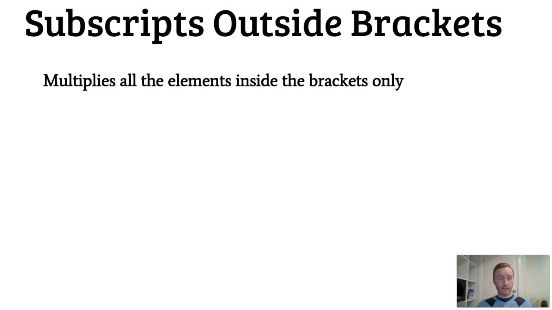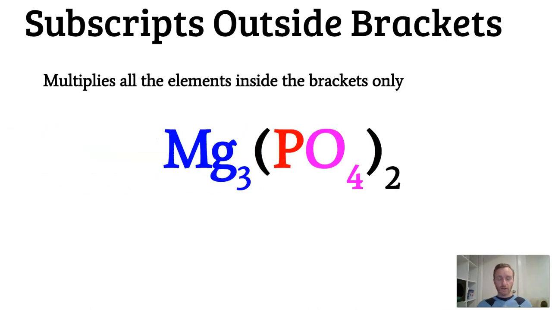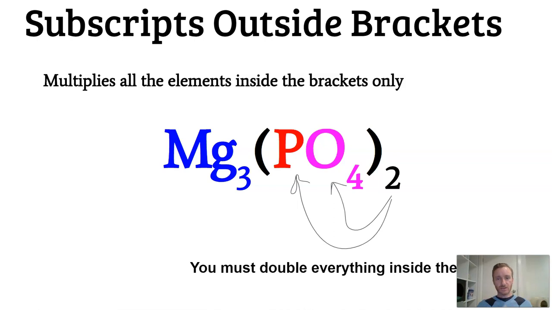What about subscripts outside brackets? Well, similarly to mathematics, you would have to apply that to everything inside the bracket. So it multiplies all elements inside the brackets only. So if we look at this example, which is magnesium phosphate, it looks very complicated at the beginning, and I guess it is. But what we've got to remember is that this 2 outside the bracket multiplies by everything inside the brackets. Okay, so it multiplies by the phosphorus and the oxygen, not the magnesium, because that's not in the brackets.